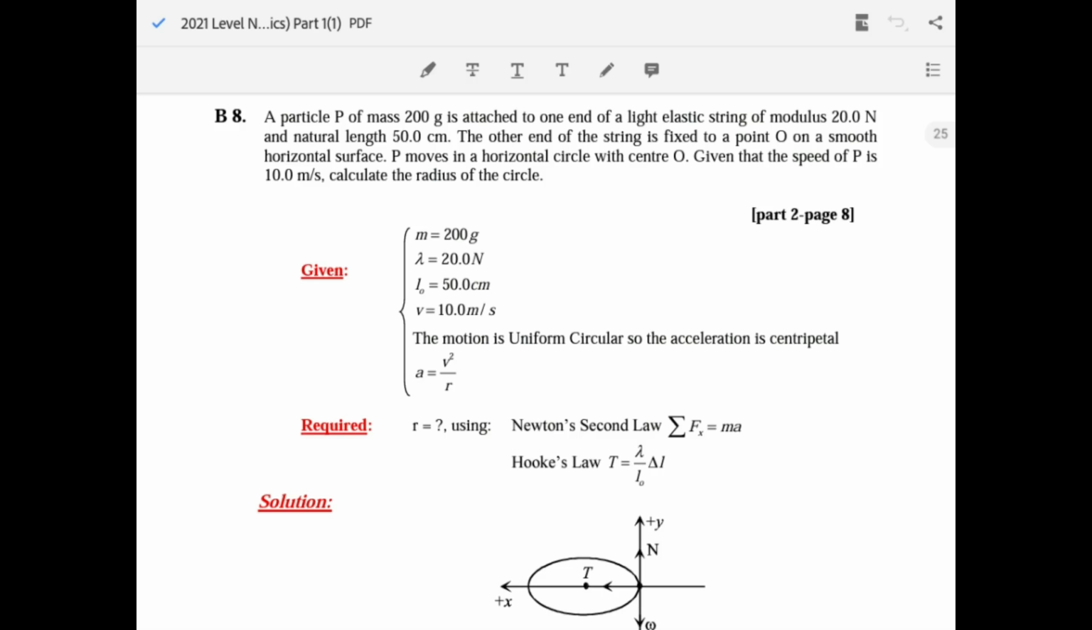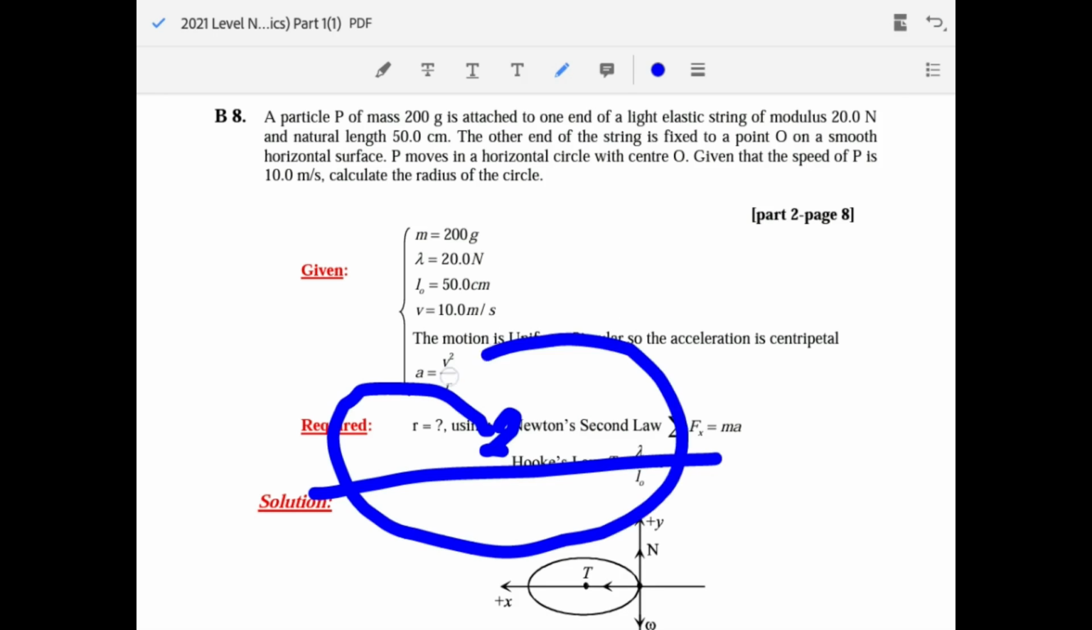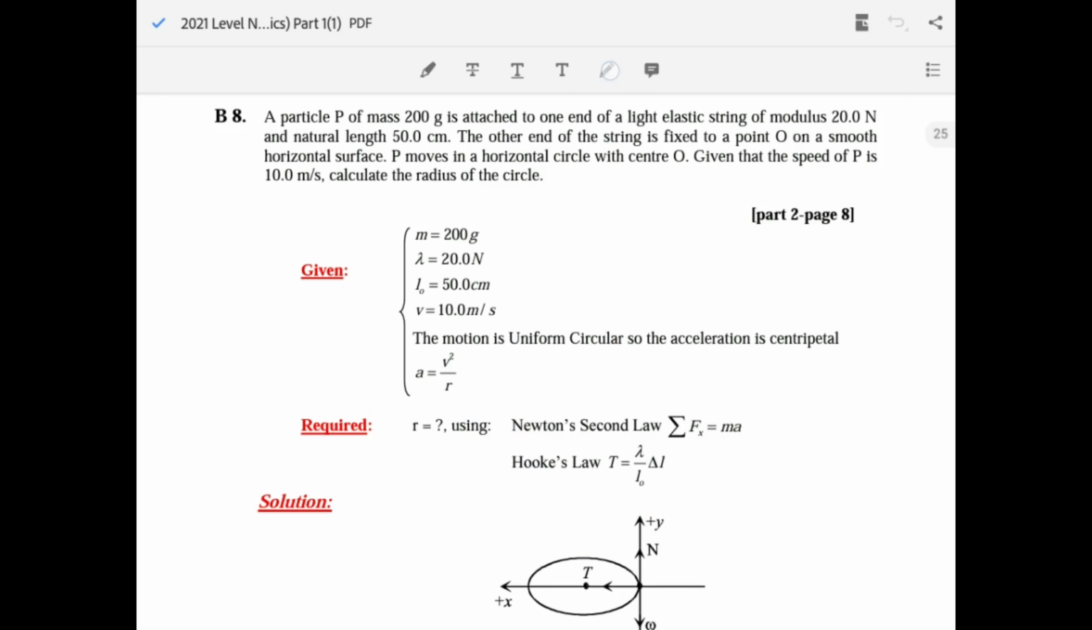Number 8. A particle P of mass 200 grams is attached to one end of a light string, and you have all the given. It's basically just a rope. It's a rope on a table moving in a circle. Given the speed is 10, calculate the radius of the circle.